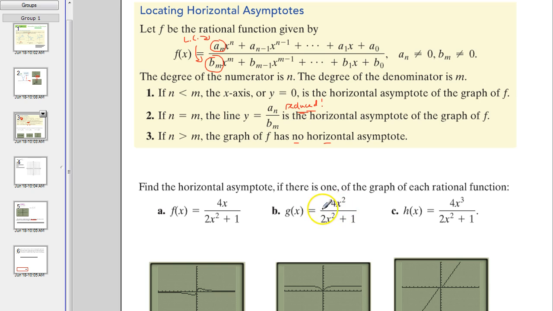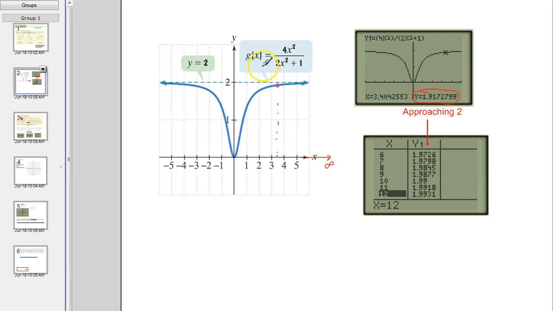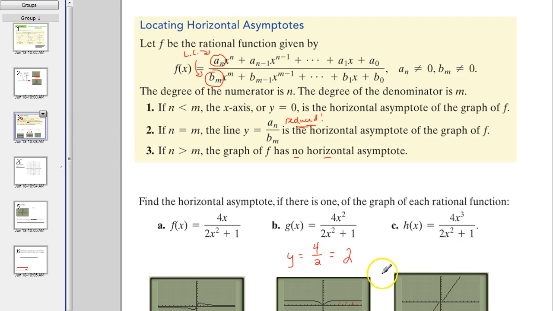But here, the degrees are equal, degree 2. So the line y equals the leading coefficient on the top divided by the leading coefficient on the bottom, y equals 2, is our horizontal asymptote. As this graph makes its way to the right side, the heights get closer and closer and closer to 2. Notice that's the function that we did in the last problem, 4x squared over 2x squared plus 1. So we know that it is approaching 2 on the left and right side.